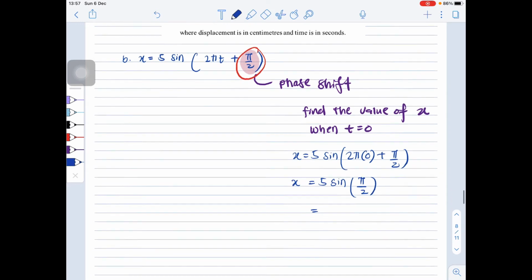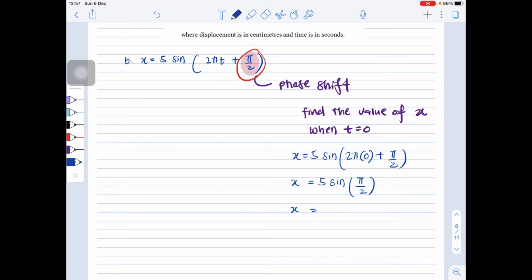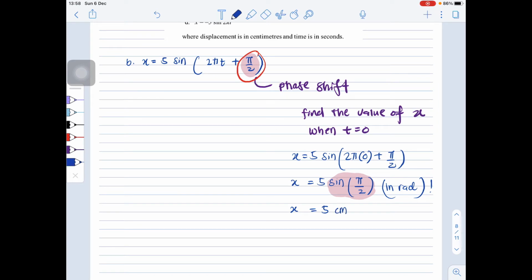Okay, kalau kamu tekan calculator, make sure calculator in radian. So value of sin pi over 2 dekat sini adalah sama dengan 1. Okay, which means x will be equal to 5 cm. So maksudnya apabila t, okay, when t is equal to 0, x is equal to 5.